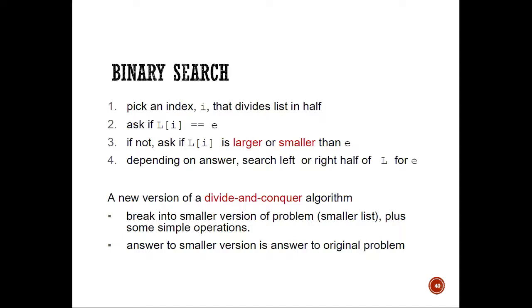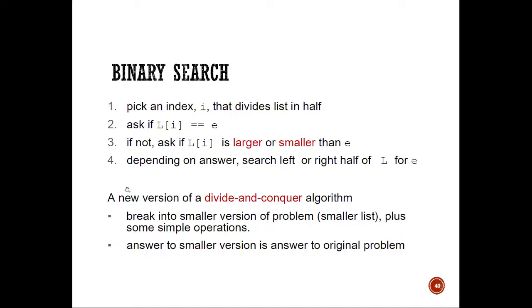The binary search method works as follows. We pick an index I that divides the list into two equal halves. We check if the element at index I is equal to the element that we're searching for. If not, we check if that element is larger or smaller than E. Depending on the answer, we either search the left or right half of the list.